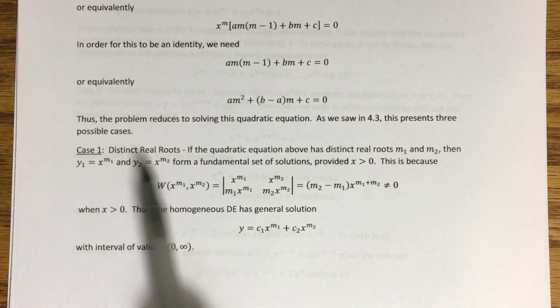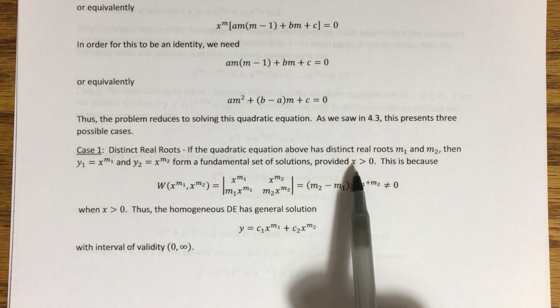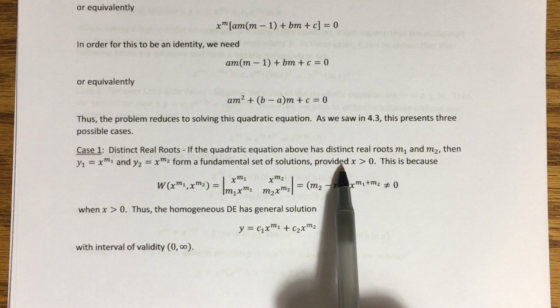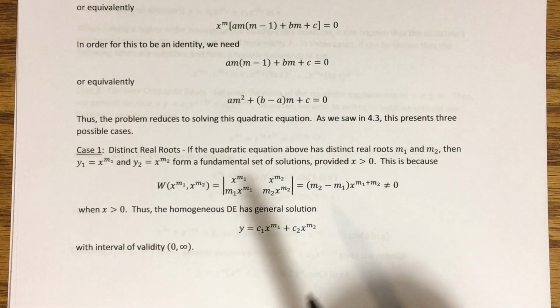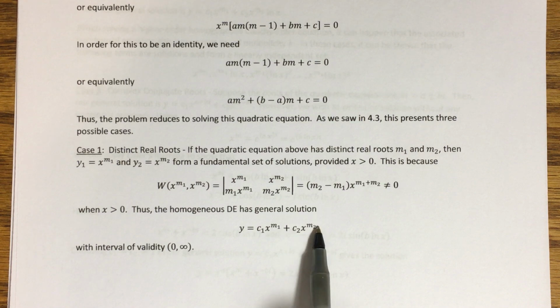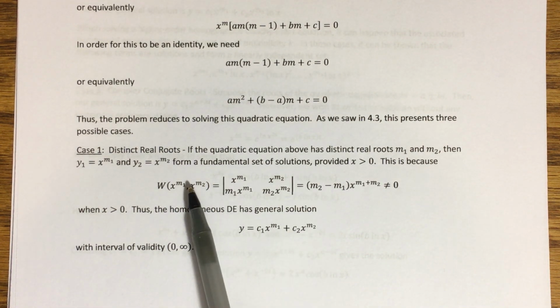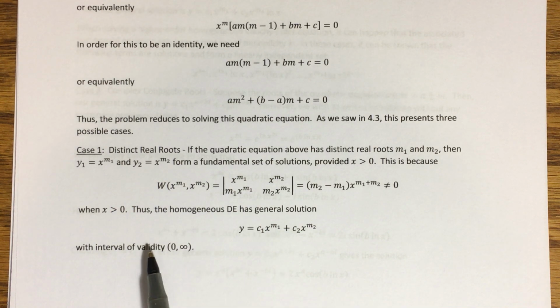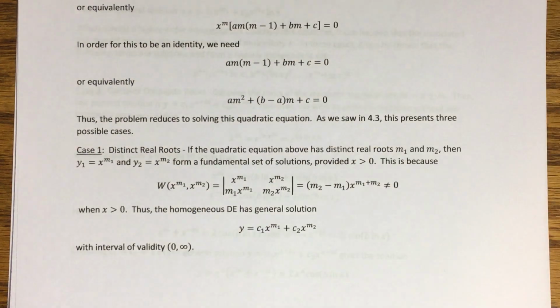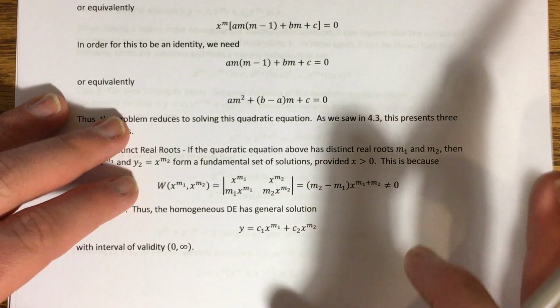We are going to take these functions, which are normally defined on all real numbers, but restrict them to the domain of only positive numbers. If we require x greater than 0, then this thing will always be non-zero, giving us linear independence, which means this would be our general solution, c1 x to the m1 plus c2 x to the m2. So for that reason, we'll say our solution exists on this interval of validity, 0 to infinity. That's an important thing to keep in mind with these Cauchy-Euler equations: our interval of validity only exists on these positive real numbers.